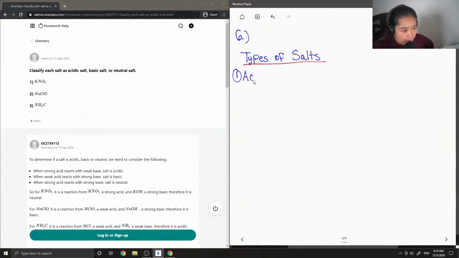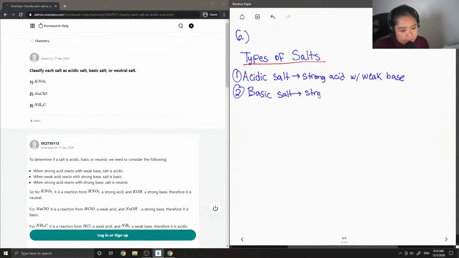So we can have an acidic salt, and this is formed when a strong acid reacts with a weak base. We could have a basic salt. This is when a strong base reacts with a weak acid.